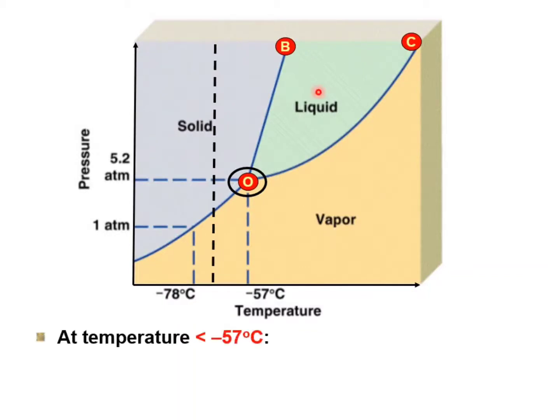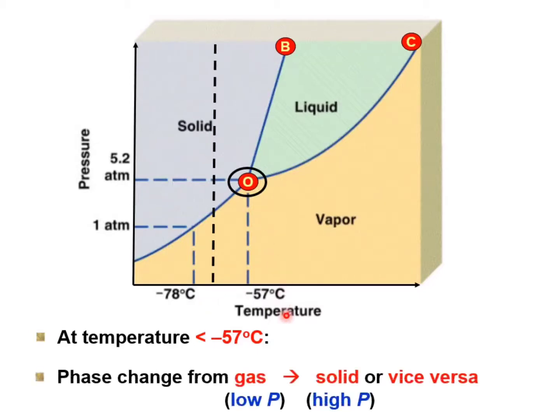Okay, so for example, at the temperature below negative 57 degrees Celsius. So maksudnya saya letak black dotted line ni berada pada temperature yang kurang daripada negatif 57 degree Celsius. So the phase changes will occur from gas phase to solid phase, di mana dia juga boleh berlaku vice versa, sama ada solid kepada gas phase.